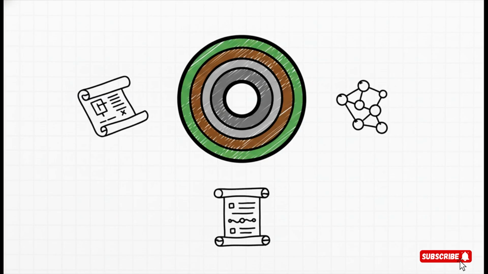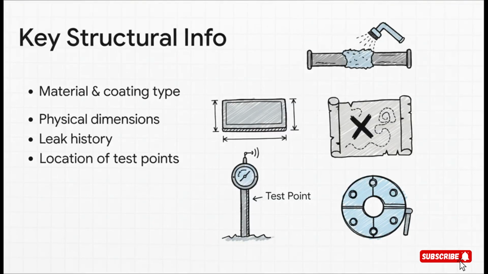Step 1 is simple. You have to know the structure you're protecting inside and out. That means digging into the original designs, understanding exactly how it's put together, and looking at its entire history. Every one of these points tells a part of the story. The material and the coating tell you about its natural defenses, but the leak history? Oh, that's gold. Think of it as a treasure map that points you directly to potential corrosion hotspots. And of course, you've got to know where your test points and isolators are just to plan an efficient day.